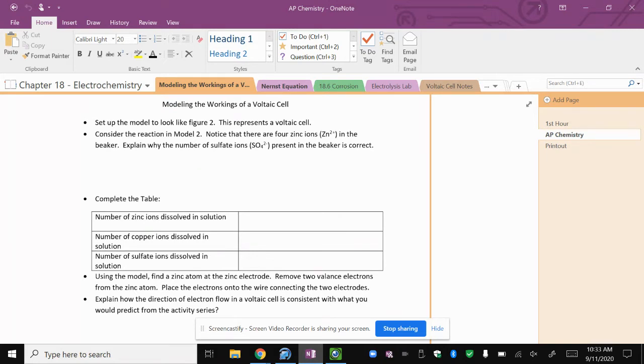And then you're to explain why there are the number of sulfate ions present in the beaker. So if you're just looking at the half reaction of the zinc sulfate, the orange pieces with the black lines are your sulfate ions. And if you look, there are 1, 2, 3, 4 of those. And remember, there were 4 of my zinc ions, and zinc is +2. So in other words, the reason why we need the same number of sulfate ions as zinc ions is so that the solution that we have in our beaker is neutral.